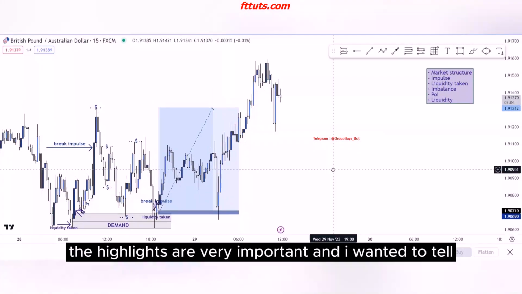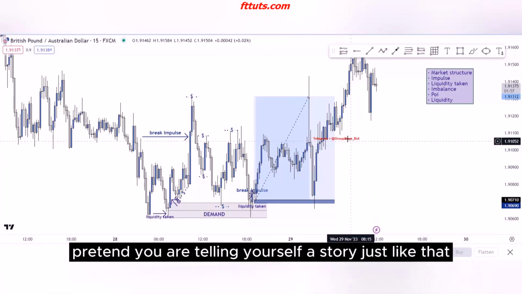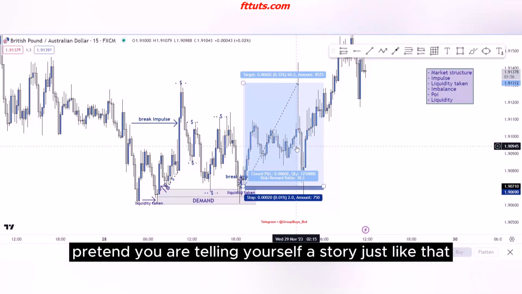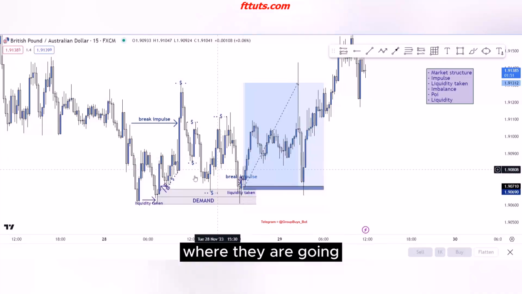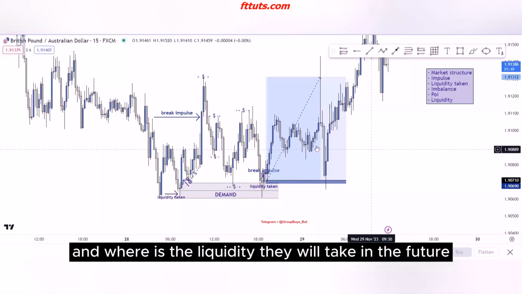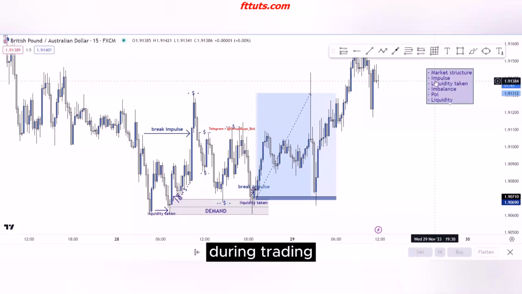The highlights are very important, and I wanted to tell you to pay attention to all the dynamics of the graph. Pretend you are telling yourself a story. Tell yourself what the institutions are doing, where they are going, and where is the liquidity they will take in the future. These are things that will accompany you a lot during trading.